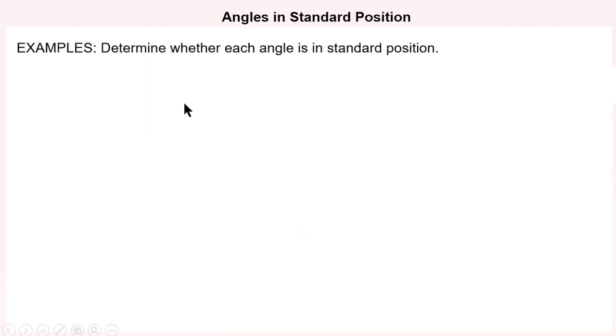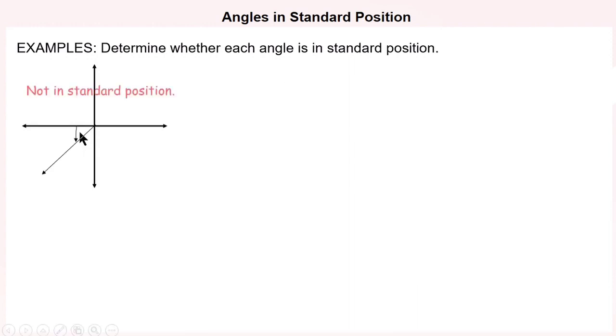Examples. Let us determine whether each angle is in standard position. This angle is not in standard position since its initial side does not lie on the positive side of the x-axis. Here, the initial side lies on the negative side of the x-axis. But if the arrowhead is here, this will be an angle in standard position.